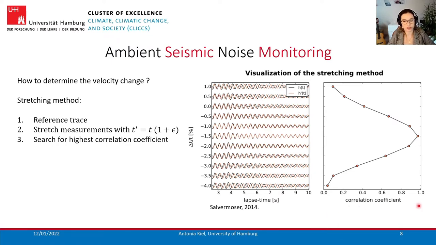We have the correlation coefficient on the x-axis, and on the y-axis the different stretching factors, the same as on the left-hand side right here. And we see that we have the highest correlation coefficient for a value of around -1.5%. So this means for -1.5%, the reference trace and the stretched measurement are very similar, which we can also see here in the plot. And now using this stretching factor we just defined, we can pretty easily define the relative velocity change using this equation shown right here. And dV over V is then our relative velocity change, which we are calculating.